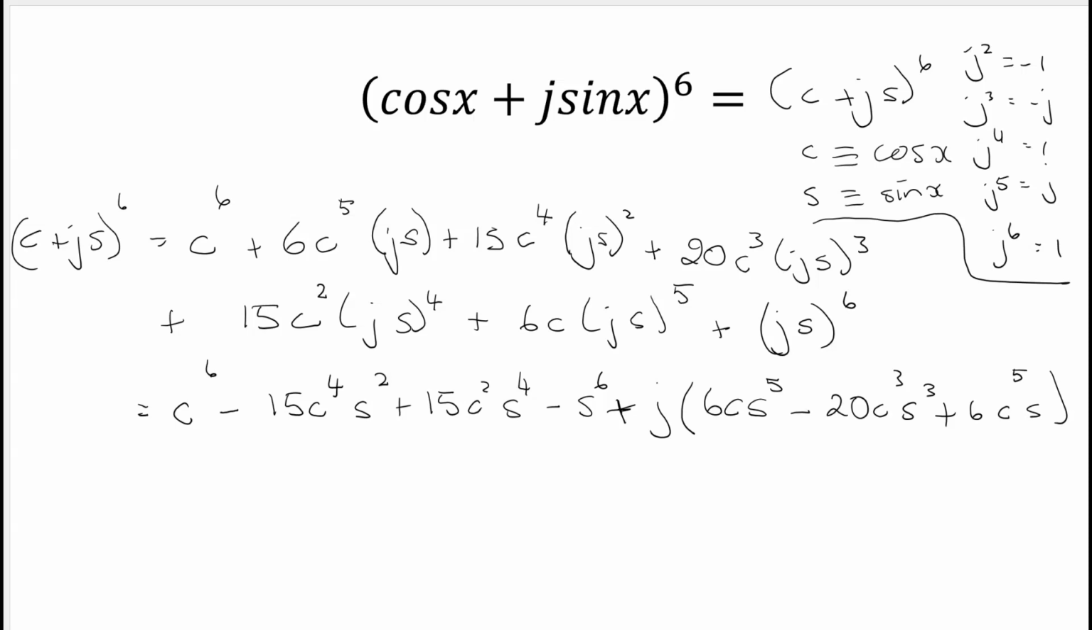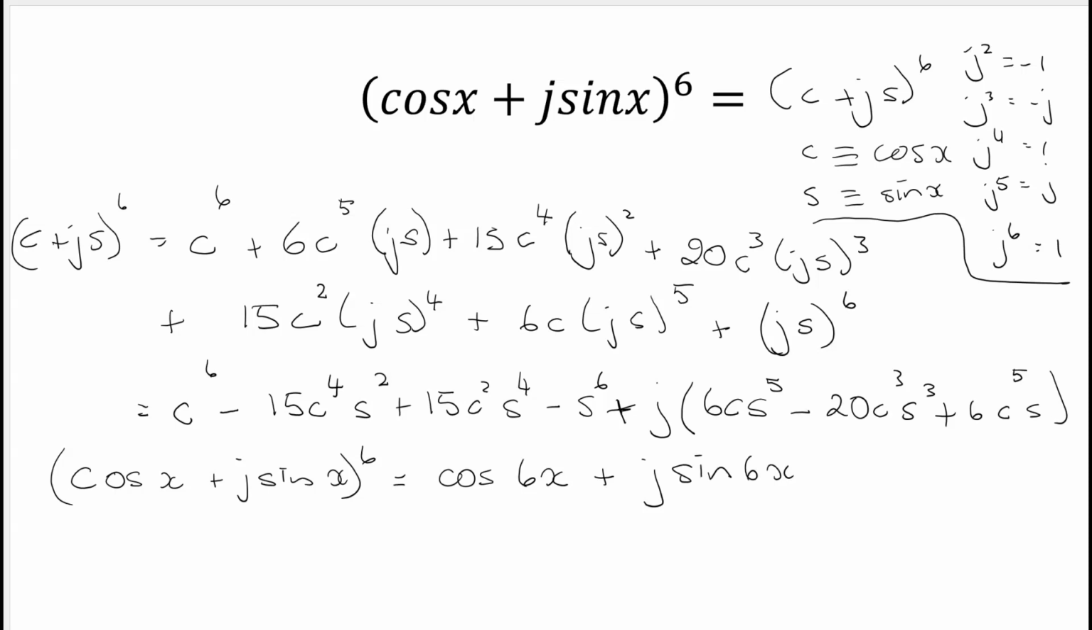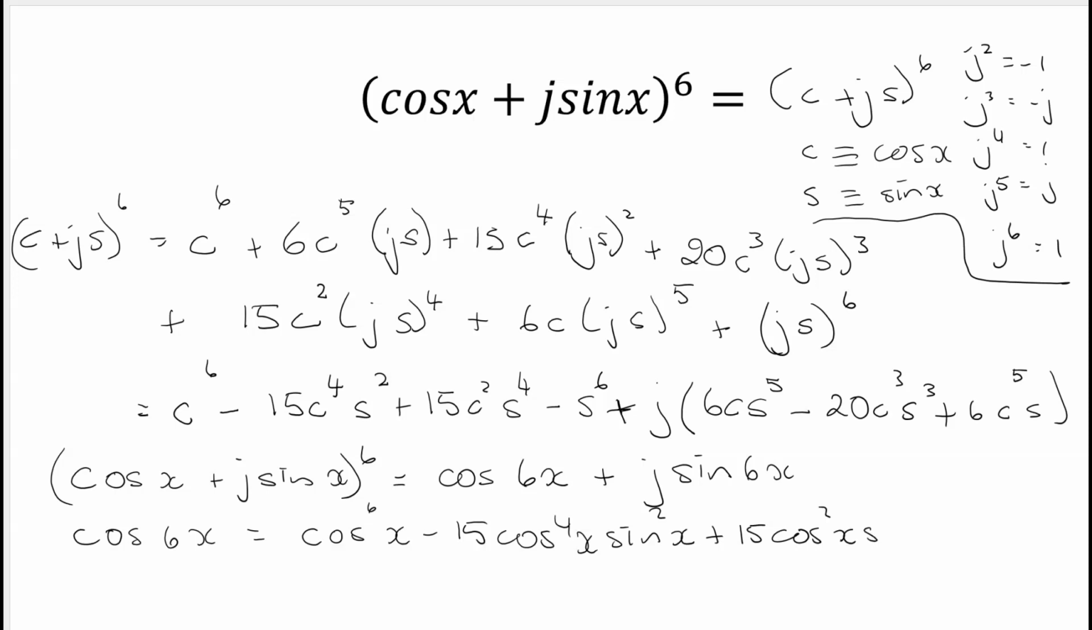Now remember, what we were doing these for is to find something like what is cos to the power of 6 or something. So we did need to use that other theorem that says cos x plus j sine x to the power of 6 is equal to cos 6x plus j sine 6x. And as those two things are equal, then cos 6x must have been equal to cos 6x minus 15 cos 4x sine squared x plus 15 cos squared x sine to the 4x minus sine to the 6x, and comparing then the imaginary bit.